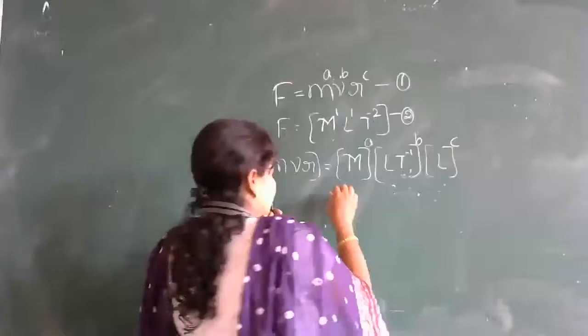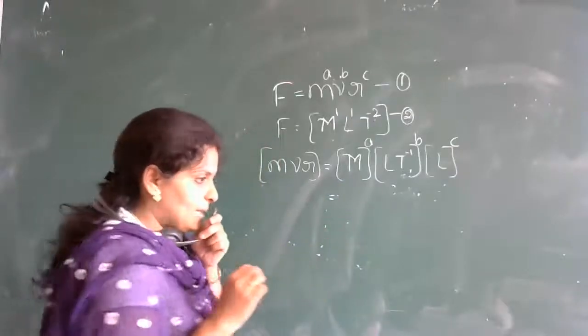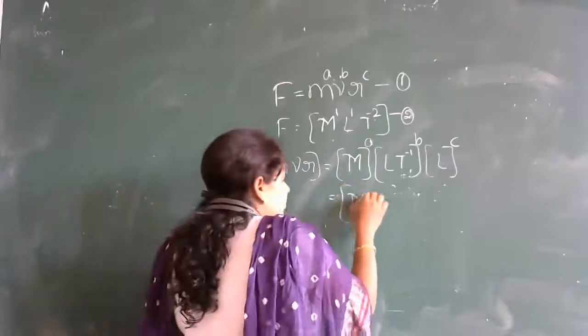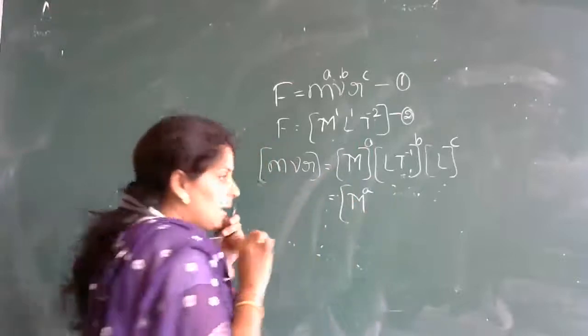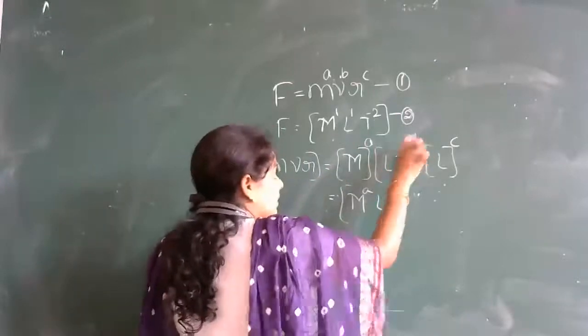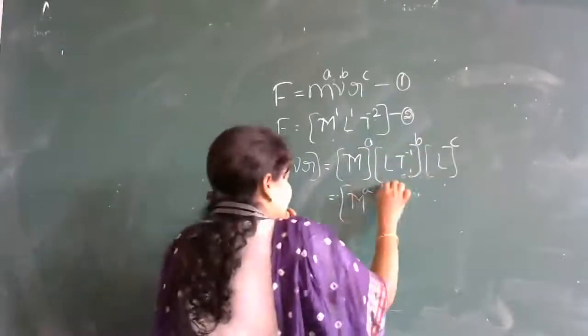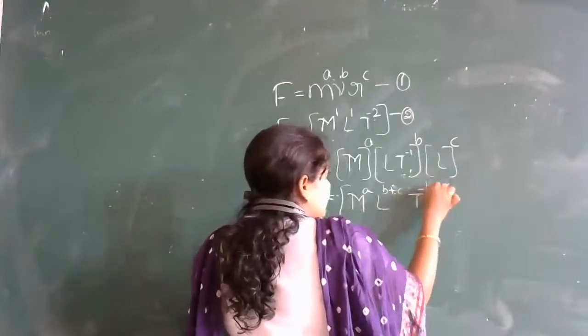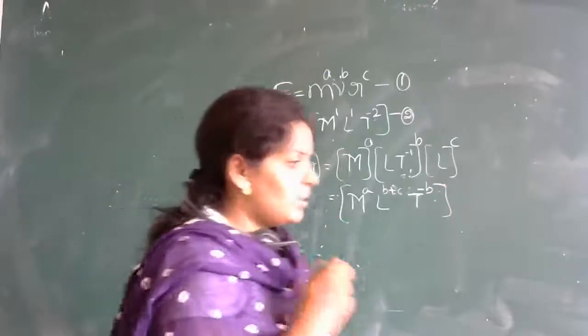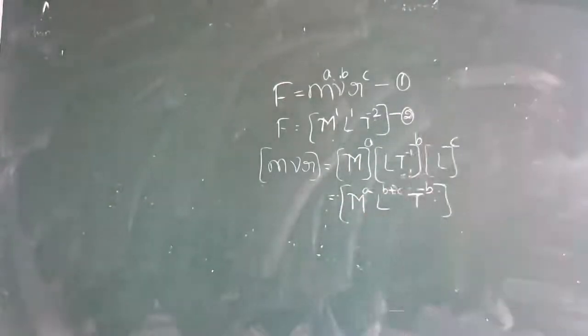One more step I'll write. See, this is equal to M to the power a, as nothing else is there with mass. L to the power b plus c, since here it is b and here it is c. Then T to the power minus b. Till here any doubt? Many students are not understanding this concept. Please concentrate properly. Do you have any doubt till now? Okay, I hope everyone is sure till this step.